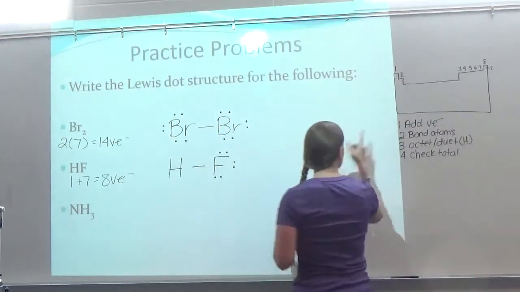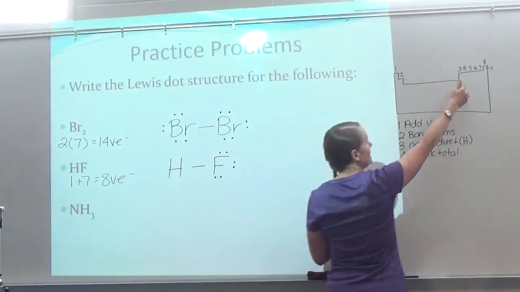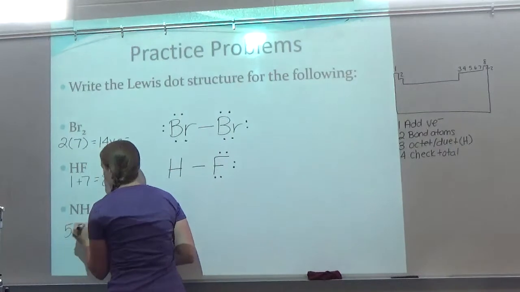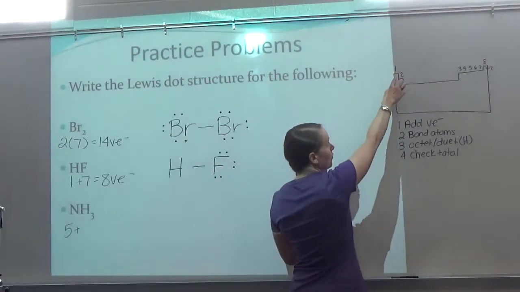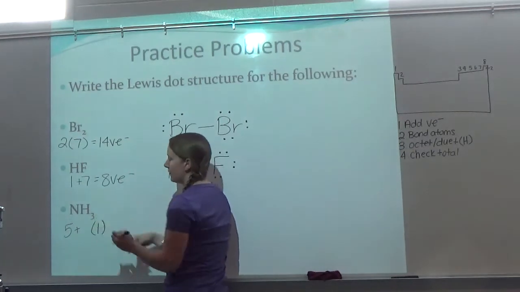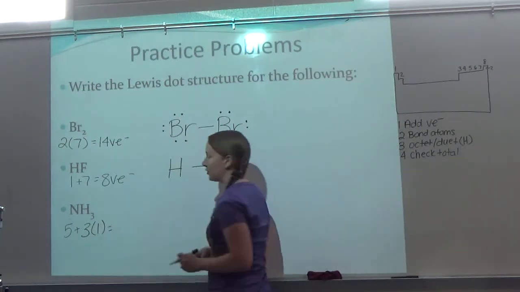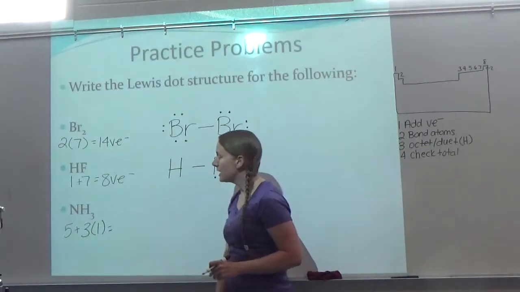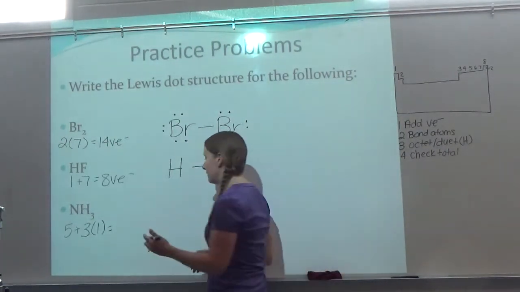So N, our first step is, of course, add our valence. N is in group 15, so nitrogen has 5 valence electrons. Hydrogen is in group 1, so it has 1 valence electron, but since I have 3 of them, I'm going to multiply it by 3. Okay, so I have 5 for nitrogen, 1 for hydrogen times 3, so 5 plus 3 is 8 valence electrons.